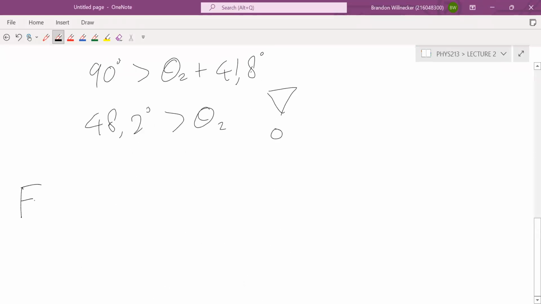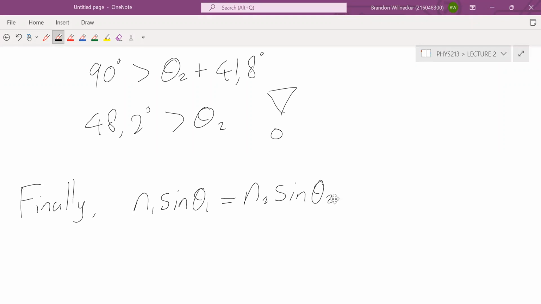So finally, we have N1 sine θ1 is equal to N2 sine θ2. Okay, we're just using Snell's law because we're dealing with refraction. Okay, so we just put in the values that we know. We know that N1 is going to be 1 because we're going from air. So sine θ1 is equal to N2, which is 1.5, sine θ2. Okay, 1.5 because we're going into glass.